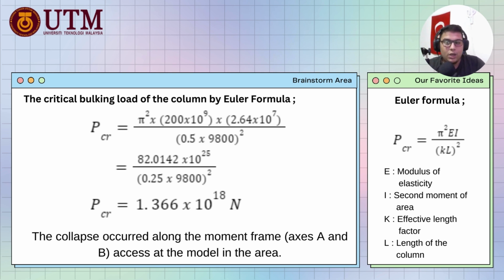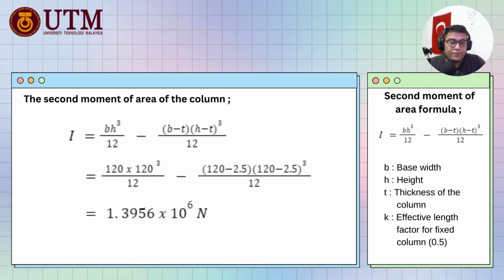the coordinates are along the moment frame axis A and B axis, the model as we can see in the area. For the next step, we are going to calculate the second moment of area of the column. Our reference here goes back to I. This is the main formula to calculate the second moment.